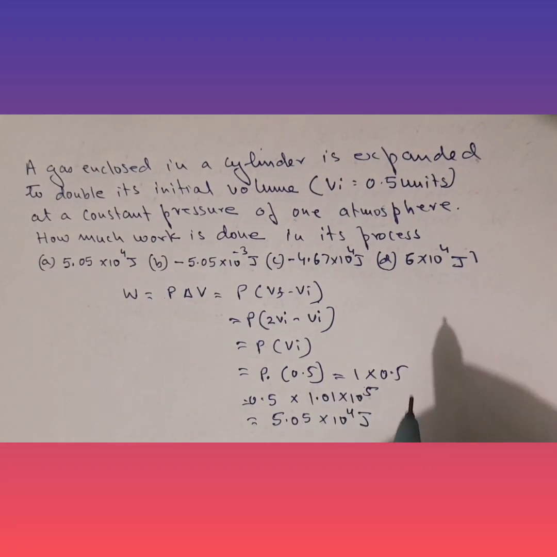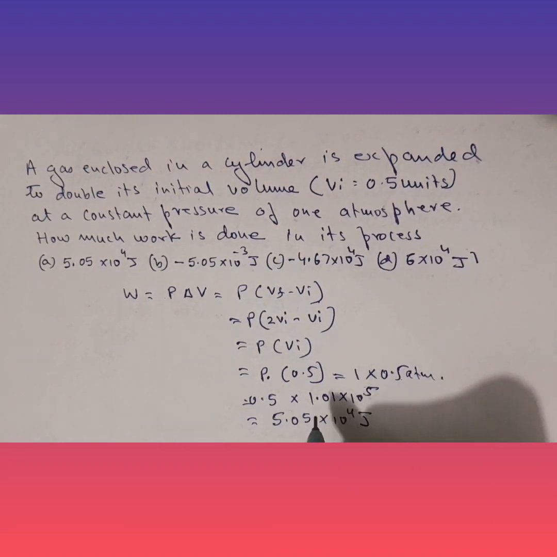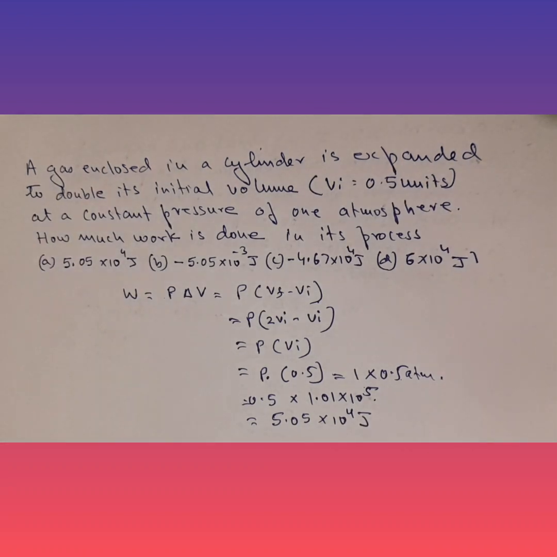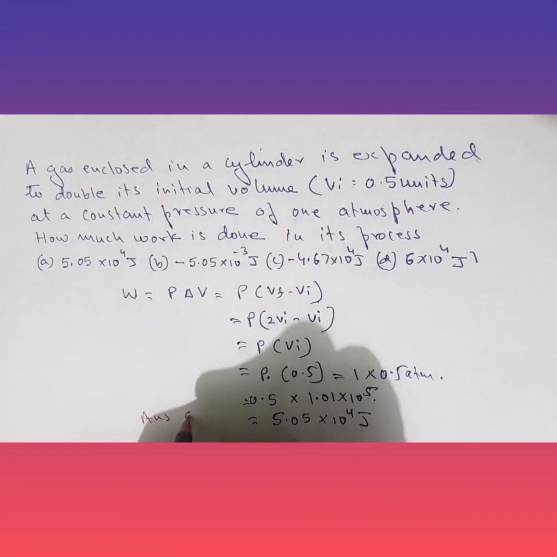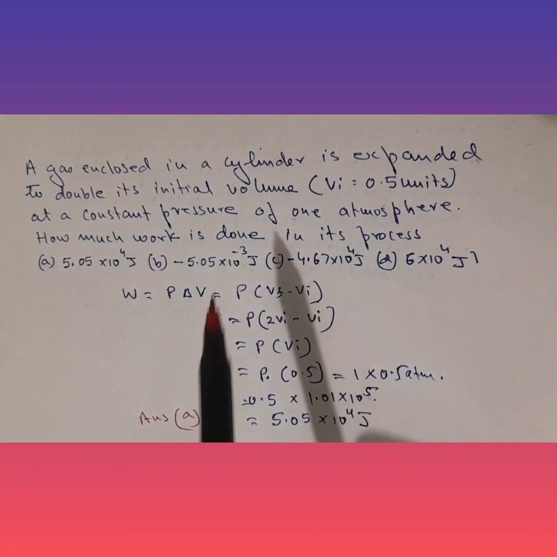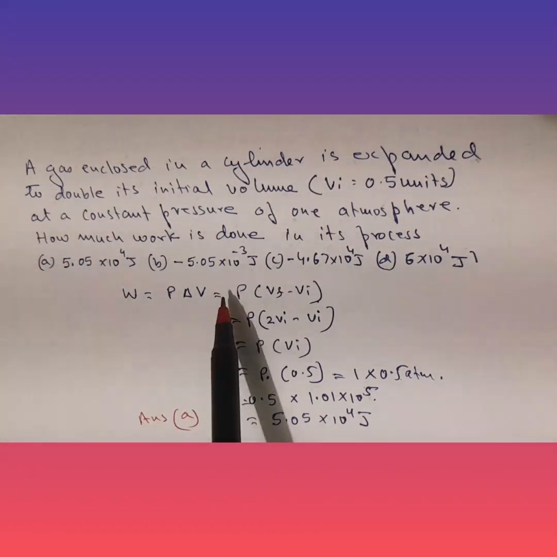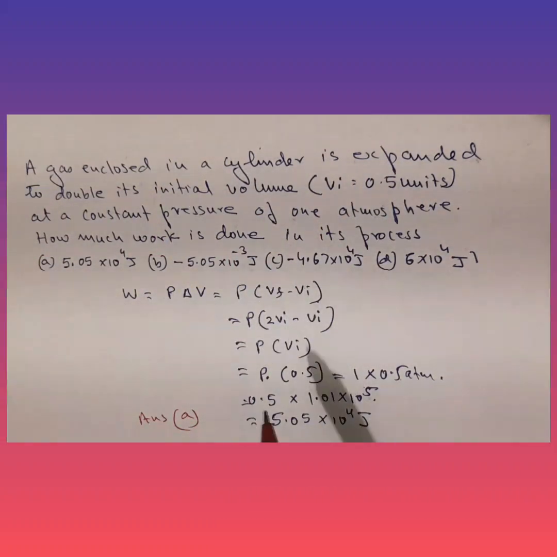Alright, so when we were here at that time, this was atmosphere. Now when we are here, this got converted into Pascal. Alright, so the answer that we got was 5.05 into 10 raised to 4 joules. For a change, the answer is A. Alright, so the major change that we saw was sign in case of physics. Though we expanded, the work was positive.